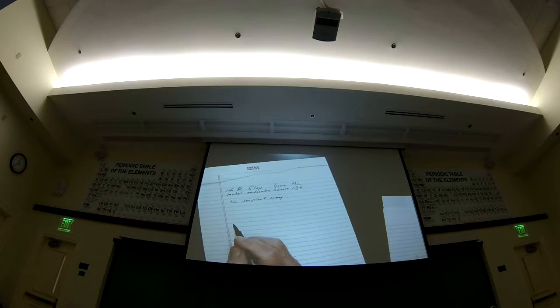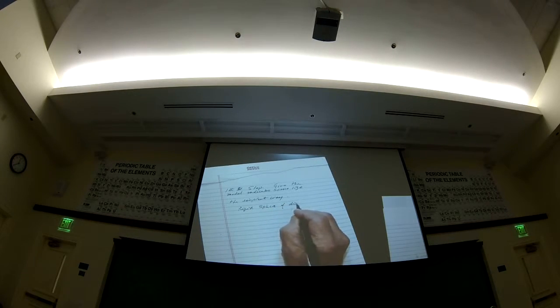Let's give a sphere. Now the simplest sphere that I think we could imagine is just a rigid sphere, hard sphere, impenetrable sphere. So let's let them be rigid spheres of diameter, I generally write this as sigma.